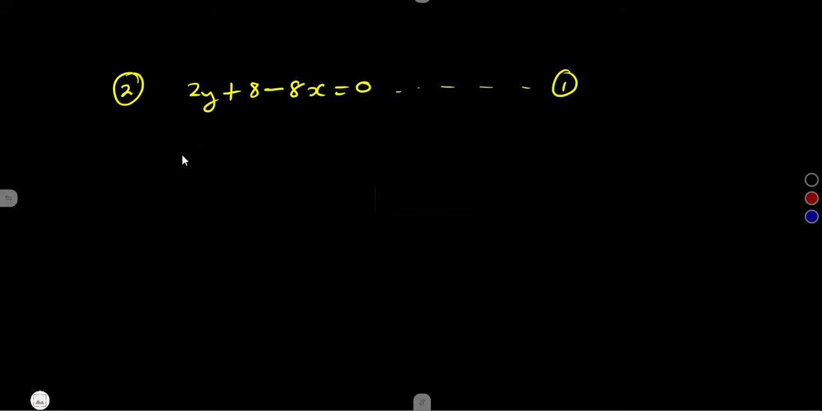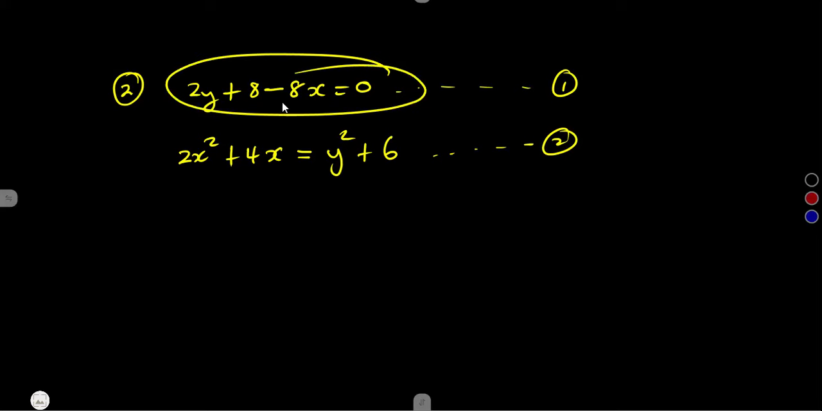All right, no problem. Let us consider these two equations and see how we're supposed to attempt them. So without wasting time, guys, this is question 2 where we were given. All right, sorry for that. So we're given the first equation, which was given as 2y plus 8 minus 8x is equal to 0. So we're just going to call this equation 1. And equation 2 was given as 2x squared plus 4x, which is equal to y squared plus 6, which we're going to just call equation 2. So as we can see, guys, we have a linear and a part of a quadratic, right?